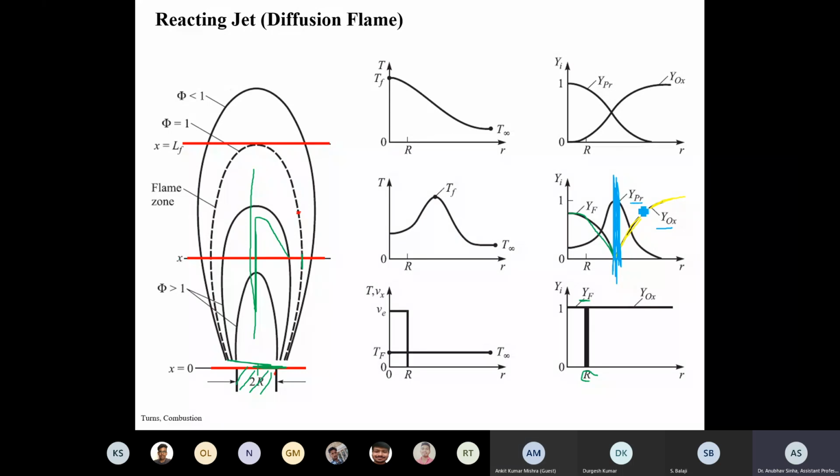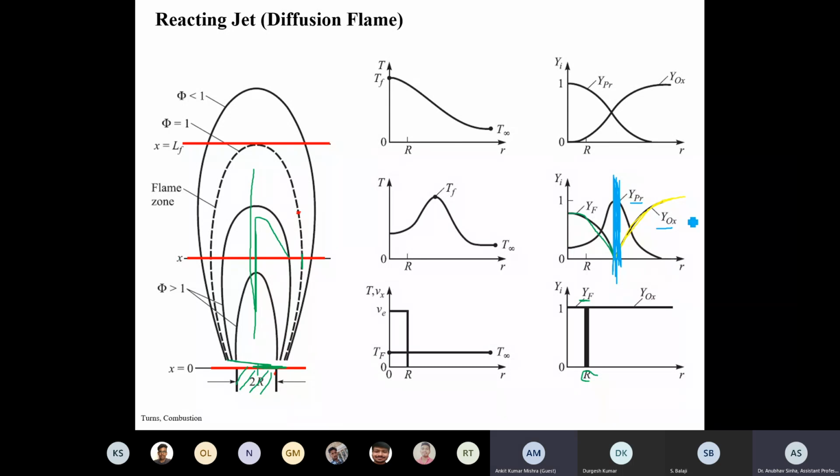You see, all the reaction is taking place in this flame front only, in this very thin region. But this also gets diffused. It moves outside and inside. So you see that the product mixture fraction is dropping like this, dropping inside, dropping outside.